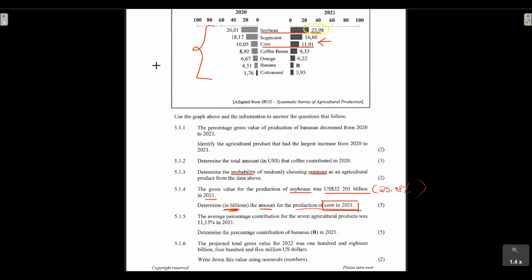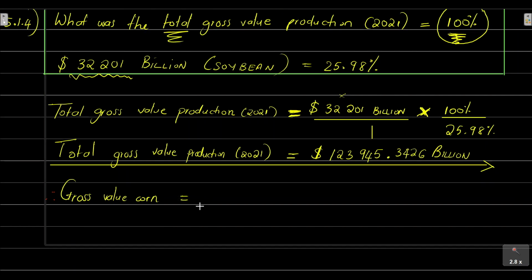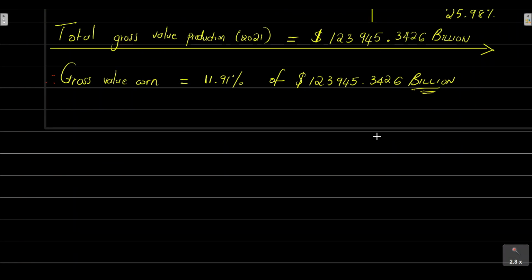So the gross value for the corn is going to be 11.91% of this total of 123,945.3426 billion. The reason they keep writing the billion is that they don't want you to be working with too many numbers. The billion just helps us keep these numbers small, so we don't have to write too many numbers on our page.